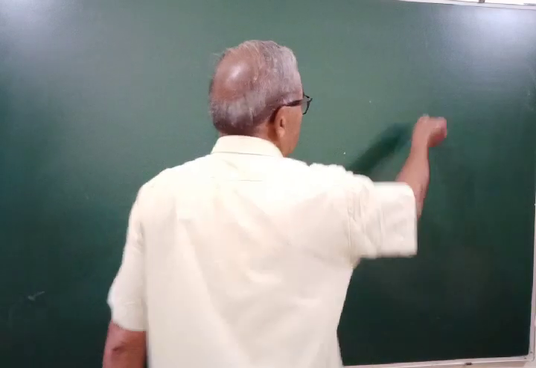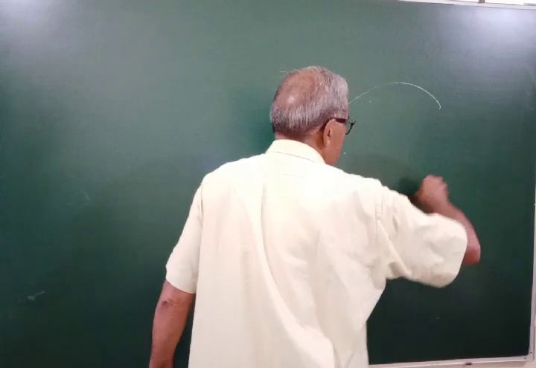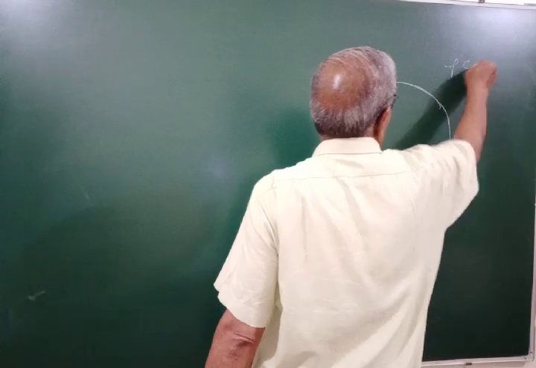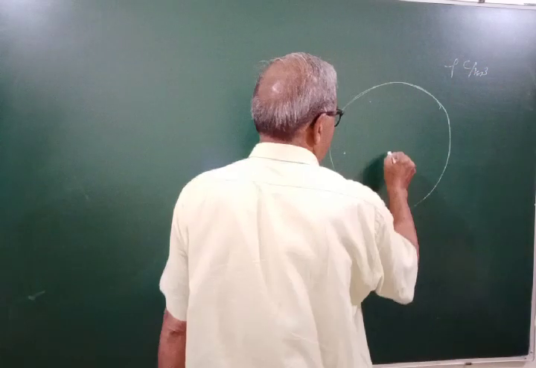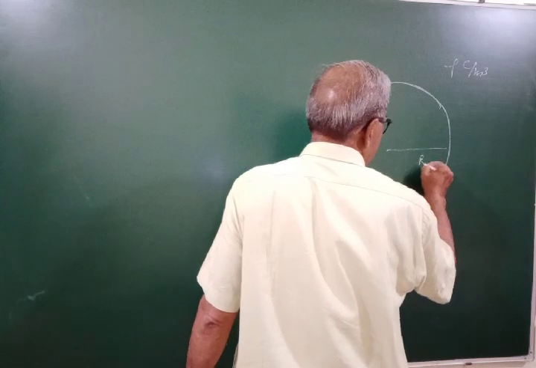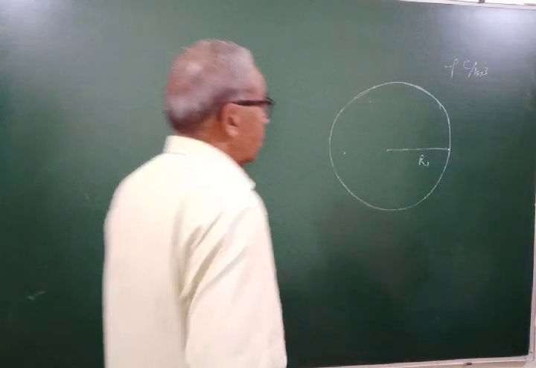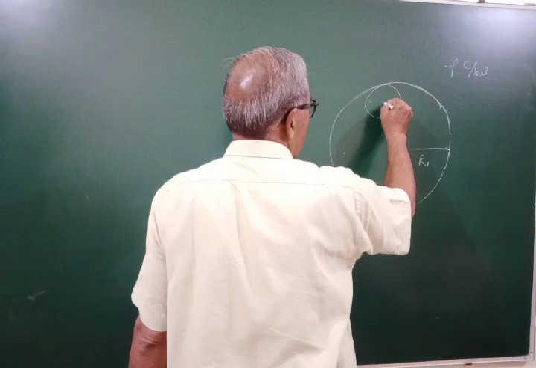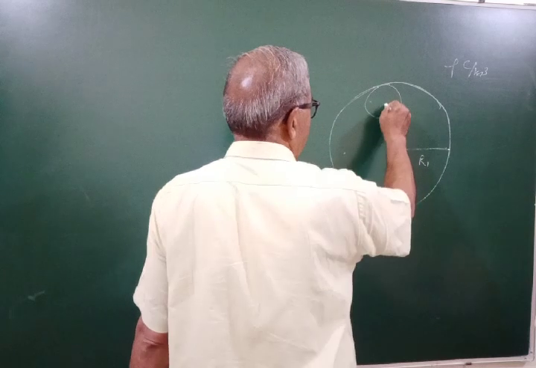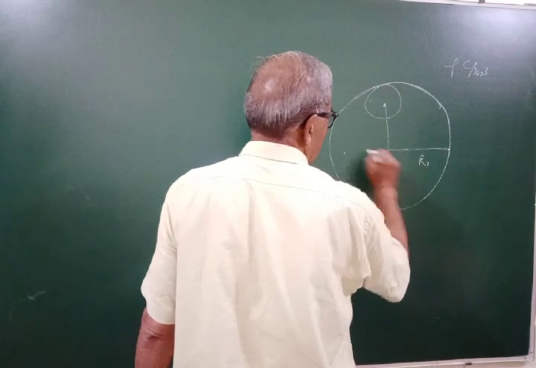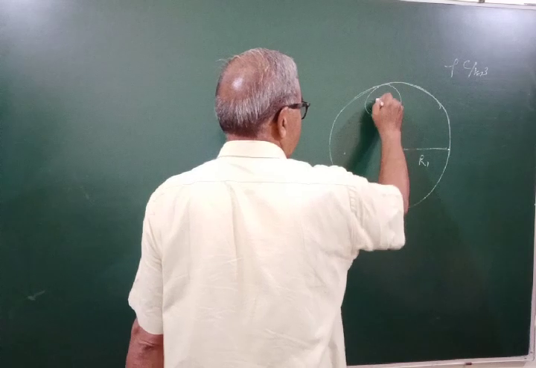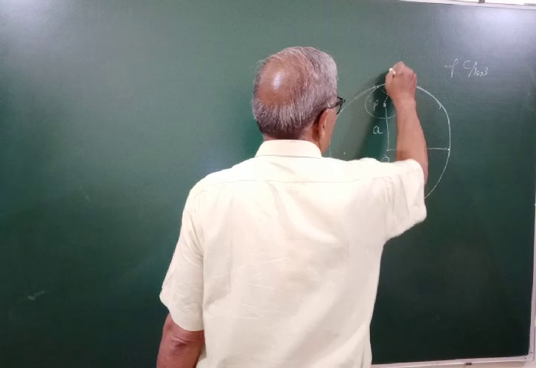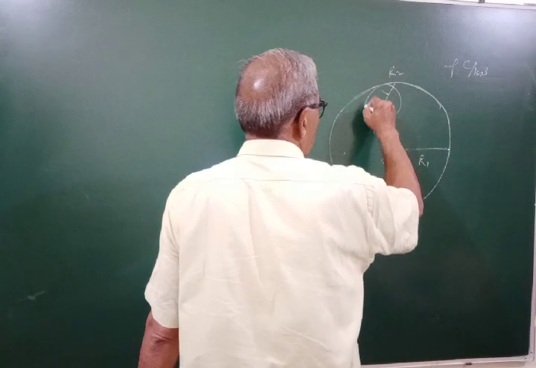Now, what is the question? If we have a spherical charge distribution like this, having charge density rho coulomb per meter cube, with radius R1. If we cut a cavity here of radius R2, this is the center O, and the center of the cavity is P, at distance A. This is R2, the radius of the cavity.